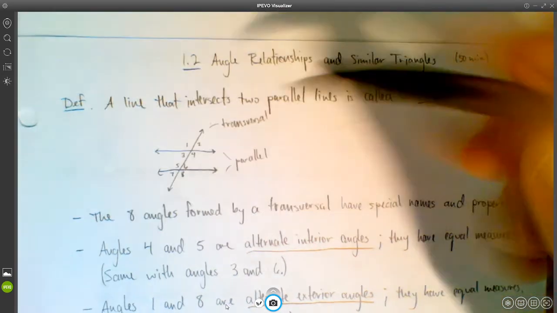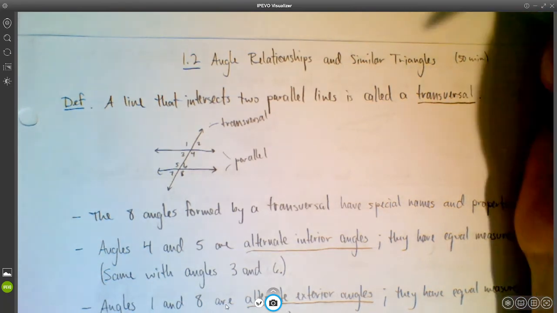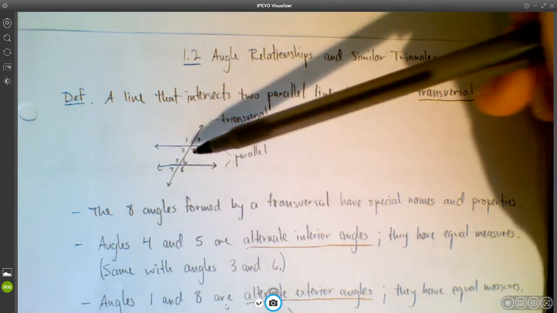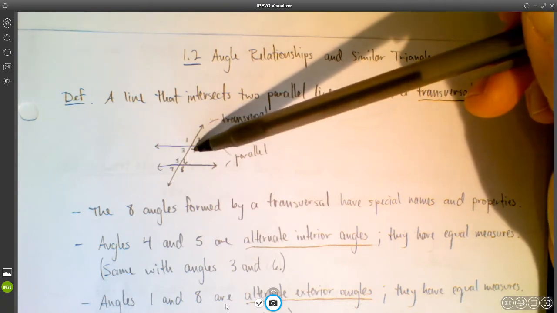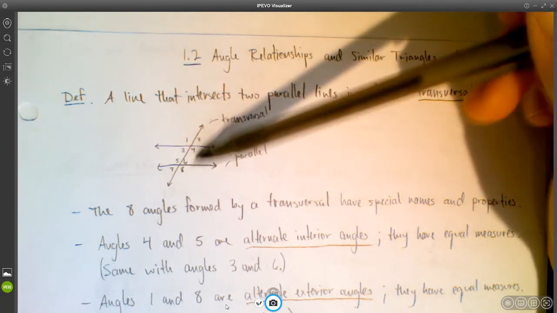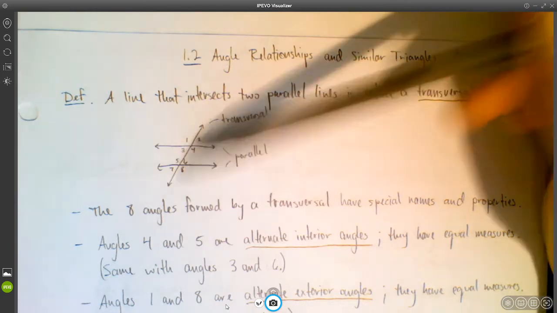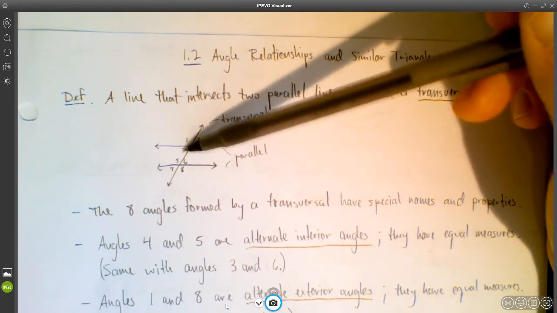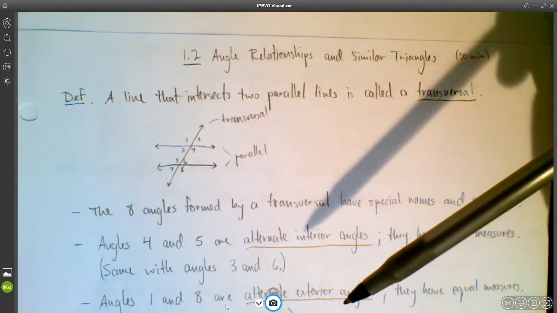When you have this transversal situation, you end up with 8 angles that are formed, and they all have special names and properties. So let's talk about each of them. Angles 4 and 5 are called alternate interior angles. They're interior because they're on the inside of the region formed by the transversal, and they're alternate because they're on different sides of the transversal. 3 and 6 are also alternate interior angles. Alternate interior angles have equal measures.